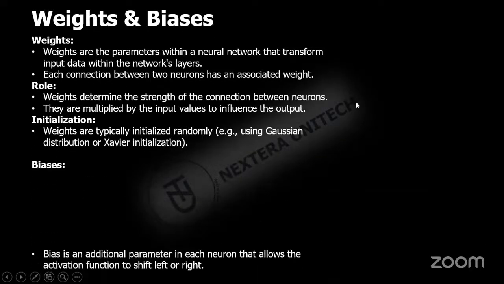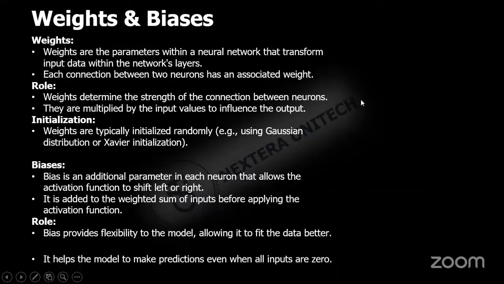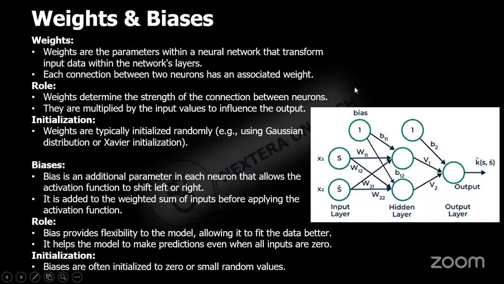Now let us understand the weights and the bias. How are they getting initialized? Because we came to know that in the first iteration, both weights and bias are randomly assigned. How are they randomly assigned? Now let us understand this.